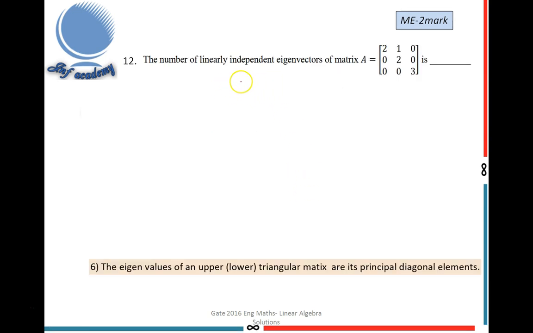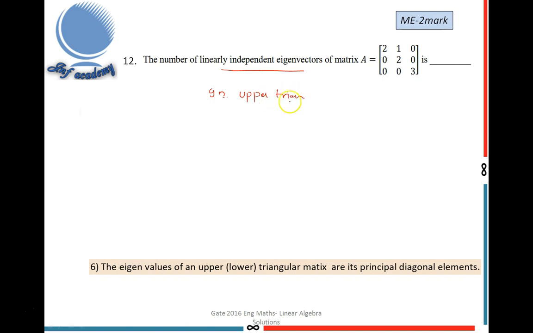The number of linearly independent eigenvectors of the matrix A equal to 2, 1, 0, 0, 2, 0, 0, 0, 3 is dash. You have to find the number of linearly independent eigenvectors of the given matrix. It's from ME department. It has 2 marks. Here, the given matrix is an upper triangular matrix, since the elements below the principal diagonal are 0.